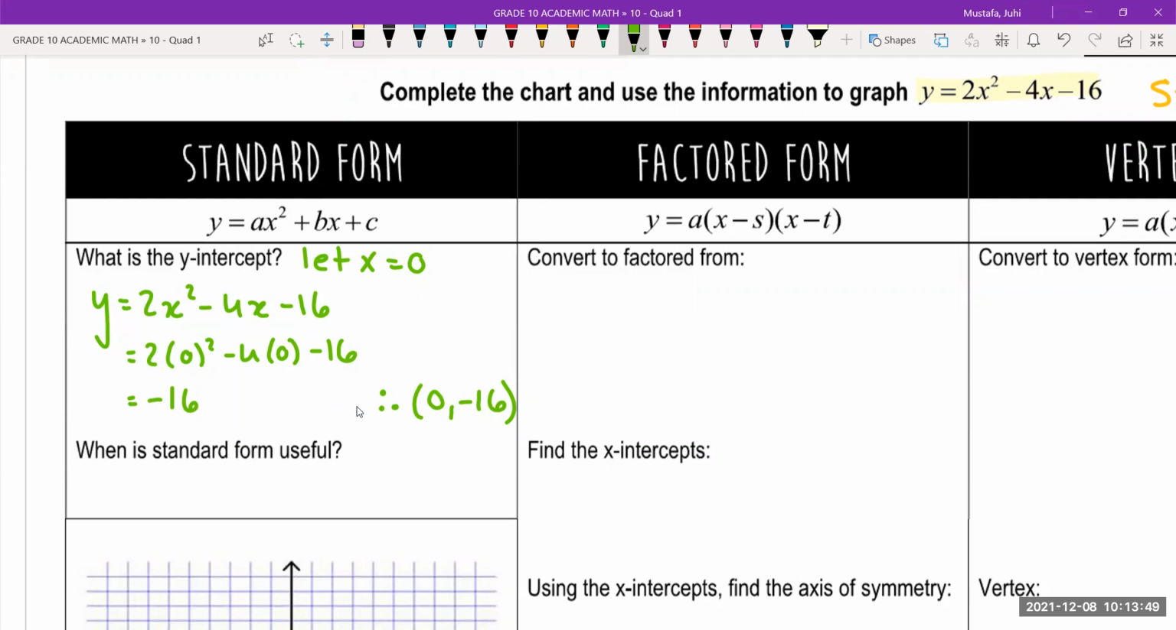When is standard form useful? It's really useful to find the y-intercept. You can just write that down, I'll just say it orally. Standard form is great when you want to find out the y-intercept.